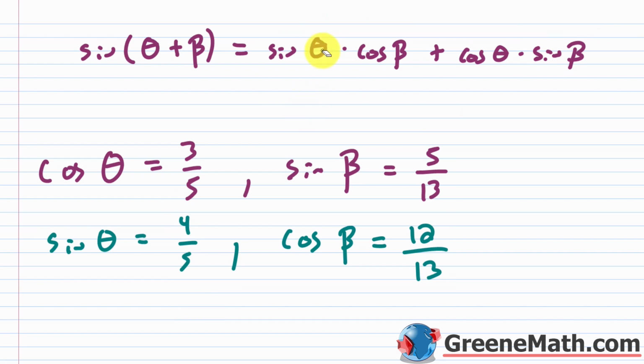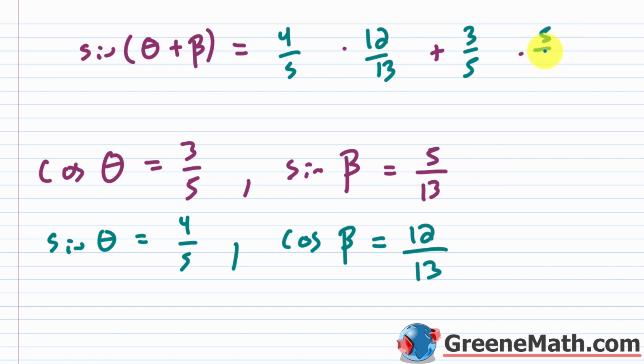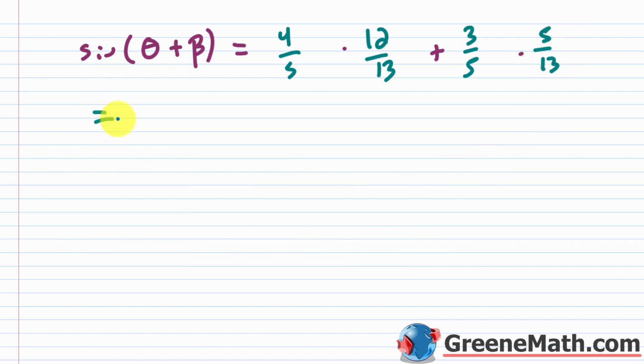So the sine of theta was 4/5. Let's plug that in there. The cosine of beta was 12 over 13. Let's plug that in there. The cosine of theta is 3/5. Plug that in there. And then the sine of beta is going to be 5 over 13. Okay, so that's basically all you need. And at this point, it's just a calculation, right?